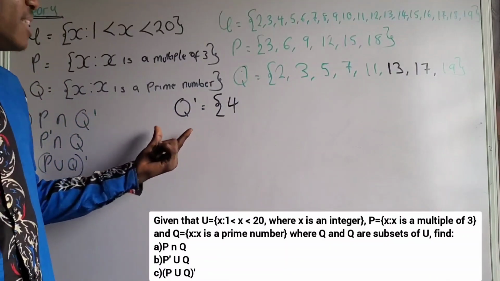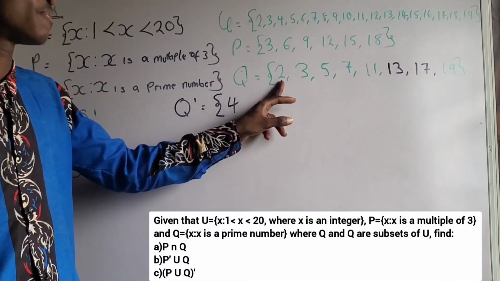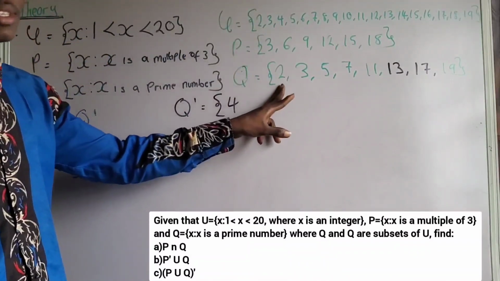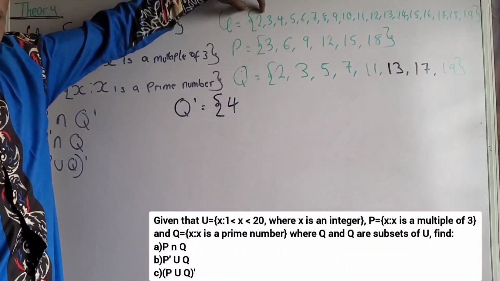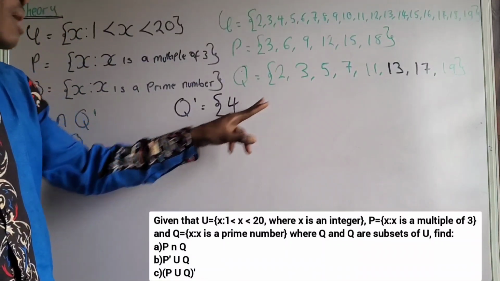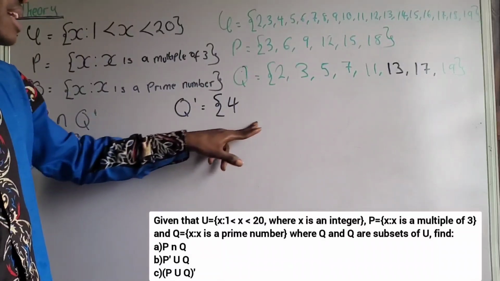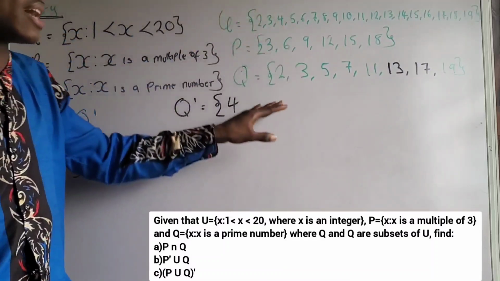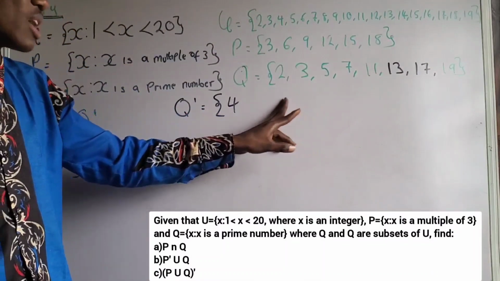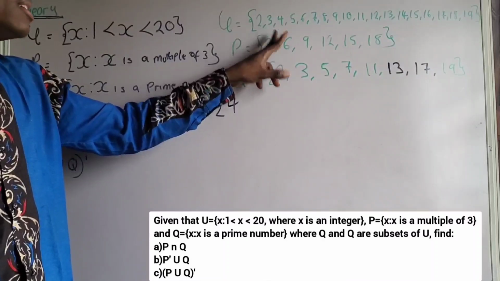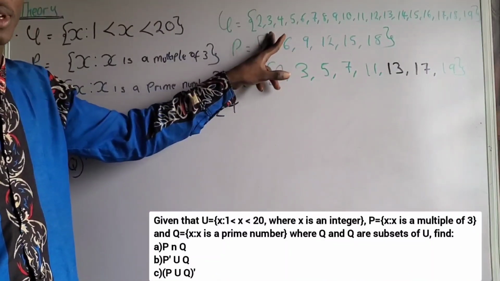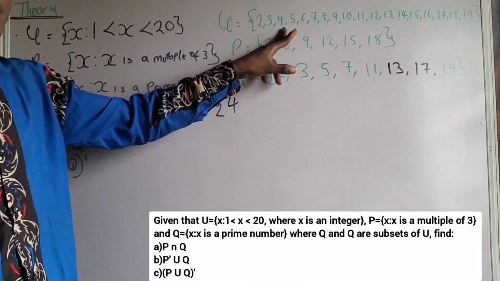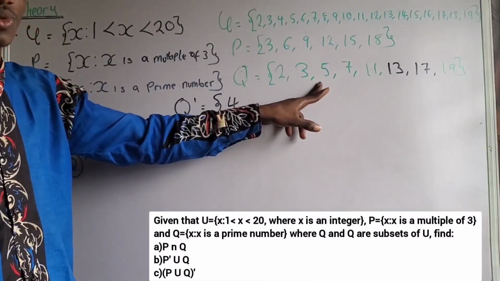Okay, so I need Q prime. 2 is present in the universal set, but it is also present in set Q. So I'm not going to put it there because the elements that I need as Q prime are the set of values that are present in the universal set but are not present in set Q. Do you understand? So 2 cannot be included because it is also found in set Q. 3 cannot be included because it's also present here. 4 can be included because 4 is present in the universal set and it is not part of set Q. Do you understand?